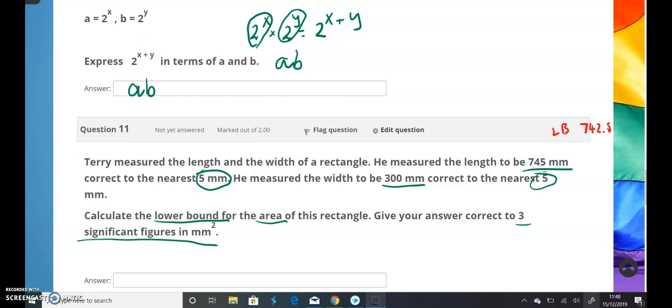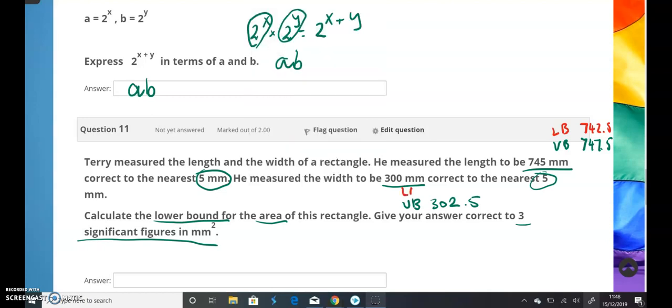So the upper bound will be 747.5. We'll do the same with the other one. So upper bound will be 302.5, so adding 2.5, and now taking away 2.5 from it will give us the lower bound.